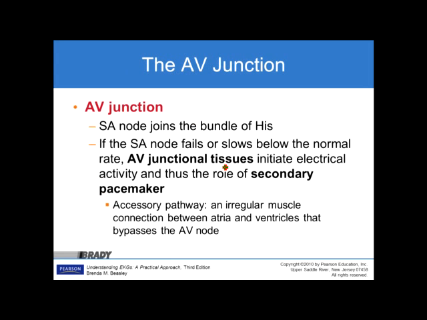The AV junction. The AV node joins the bundle of His. If the SA node fails or slows below the normal rate, AV junctional tissues initiate the electrical activity and thus take the role of the secondary pacemaker. Accessory pathway: an irregular muscle connection between atria and ventricles that bypasses the AV node.